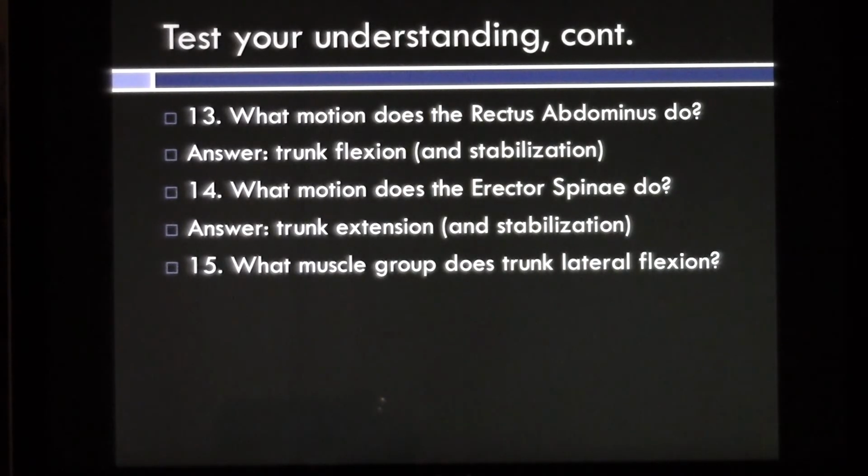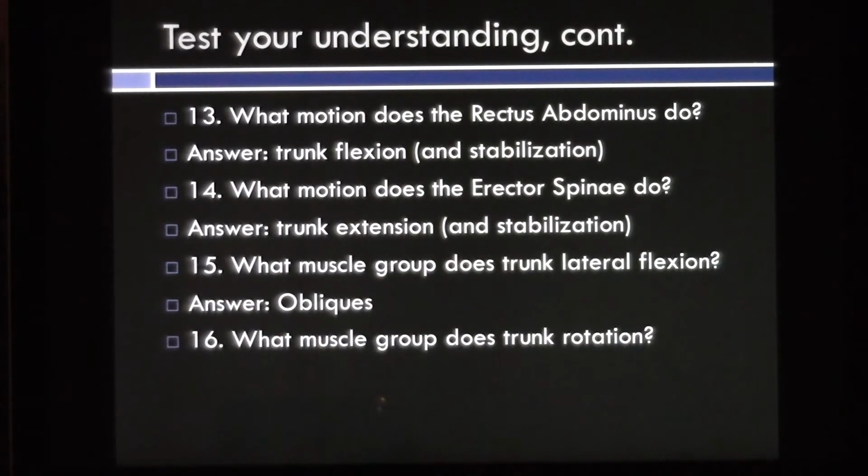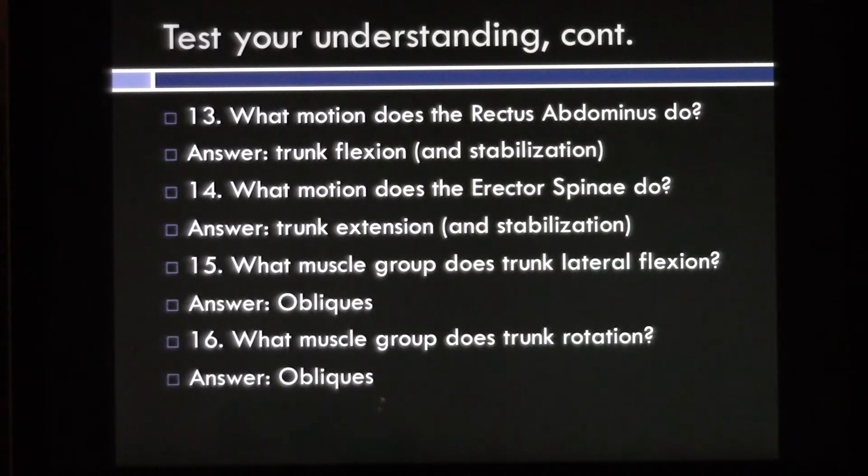So the answer there are the obliques. If you know those, right on the side of your waist, like the love handle area, basically. Okay, and then what muscle group does trunk rotation? Again, we didn't talk about rotation as a motion, but that's okay. You can certainly handle this. If you're rotating at your trunk, I bet you know what does that, and that's, again, those obliques. So yeah, just kind of running through that.